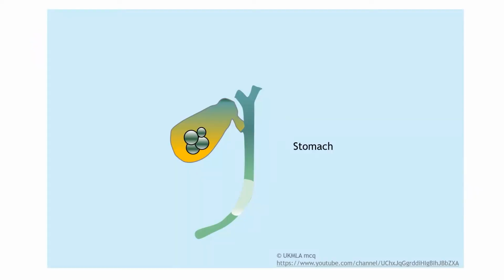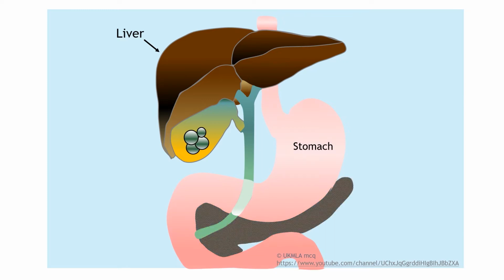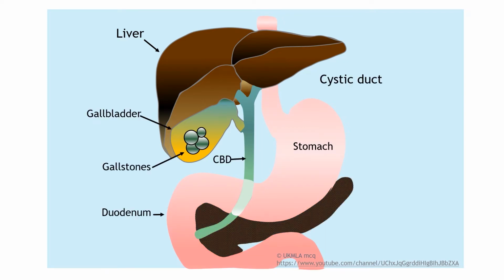So this is a graphical illustration of your biliary tract and your alimentary canal. This is the liver and this is the alimentary canal. This is the gallbladder. There are a few gallstones in there, duodenum, common bile duct, cystic duct and pancreas.